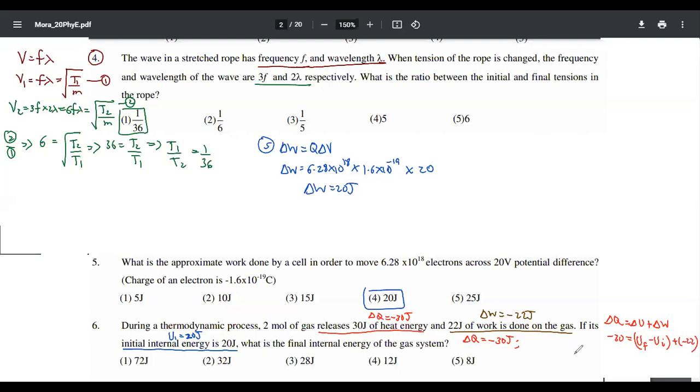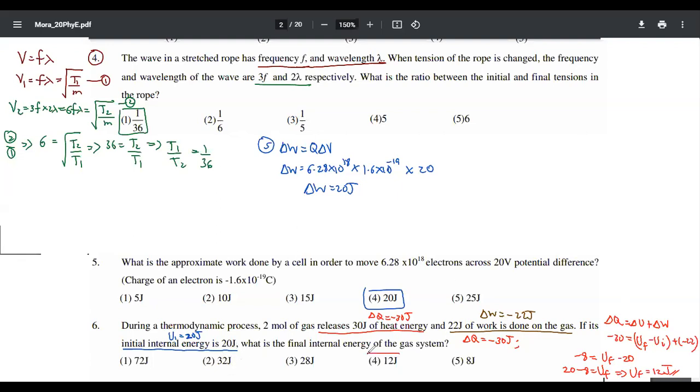Okay, you have to be really careful with the numbers here, the signs. So I have minus 30, this 22 goes to the other side, I have minus 12 here. And here I have UF, the final one, minus 8 here, no, we got minus 8. Minus 8 here. UF minus UI, it's 20. UI is 20. Therefore, 20 minus 8 is UF. That is the final internal energy. Final answer, UF is equal to 12 joules.